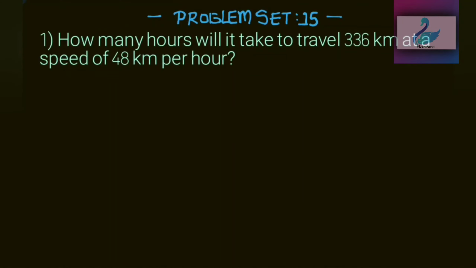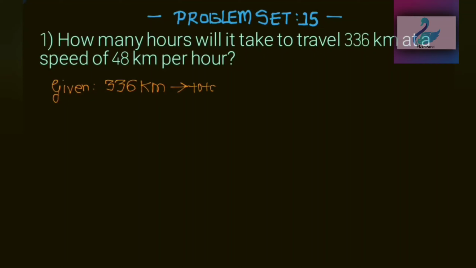Let's see the first sum of problem set number 15. How many hours will it take to travel 336 km at a speed of 48 km per hour? And we have to find how many hours. So we will first write the given. In a word problem, always remember you have to compulsorily write the given, the solution and the final answer.